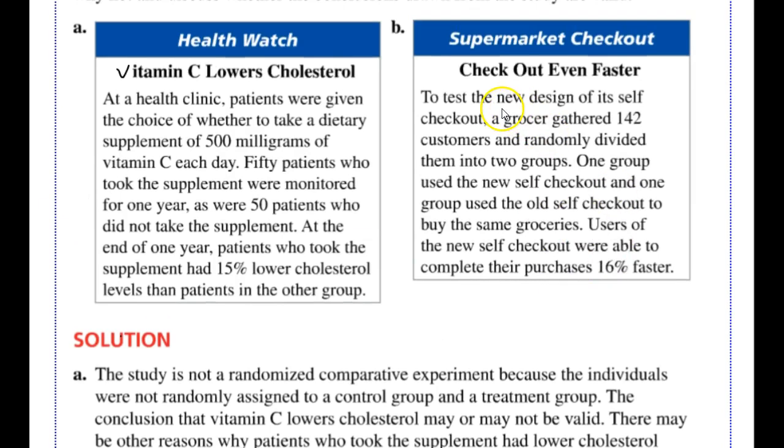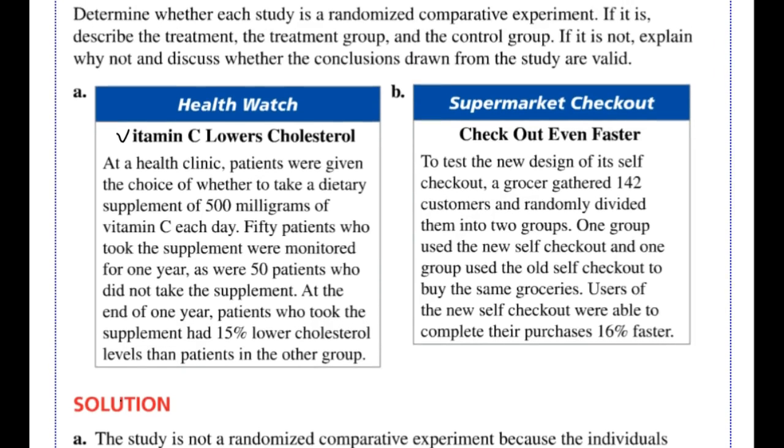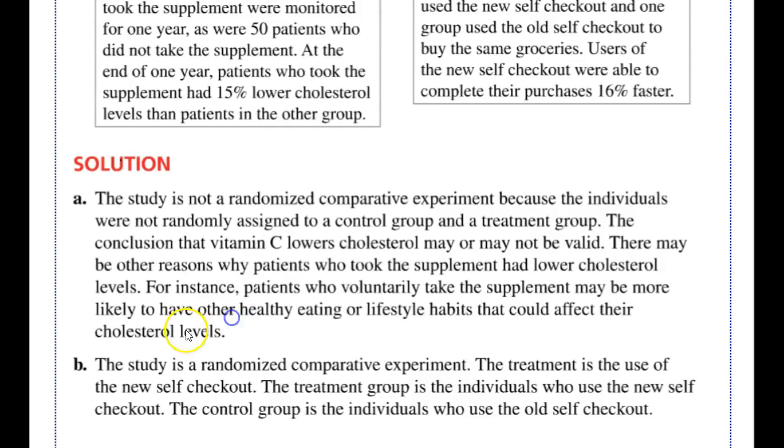So let's look at B. To test the new design of its self-checkout, a grocer gathered 142 customers and randomly divided them into two groups. One group used the new self-checkout and one group used the old self-checkout to buy the same groceries. Users of the new self-checkout were able to complete their purchases 16% faster. Was this a randomized comparative experiment? Yes, this one was. The treatment was the new self-checkout. The control group was the old checkout. I know that this was a randomized comparative experiment because I minimized the variables that I changed. They used the same groceries each time, so I'm able to look only at the checkout speed and not necessarily the type of groceries that they got.